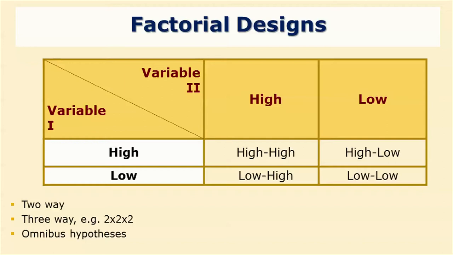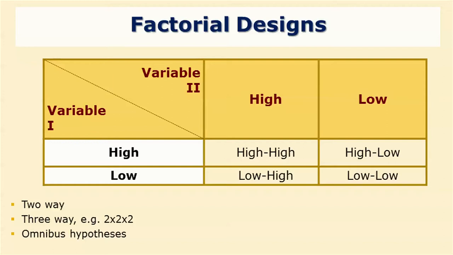You have one in which both the variables are high, one in which both the variables are low, one in which the first variable is high and the second is low, and one in which the second variable is high and the first is low. Now you have four clean, well-divided, separated conditions which you're comparing with each other, and you're going to measure a number of DVs and try and see how those DVs, those dependent variables, pan out.